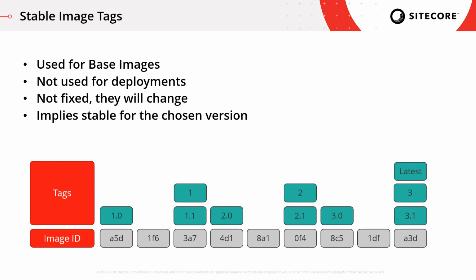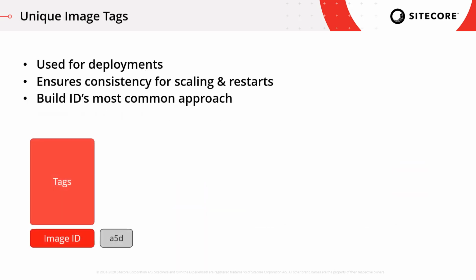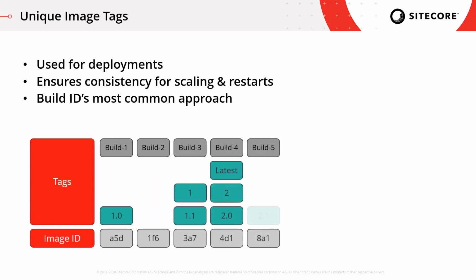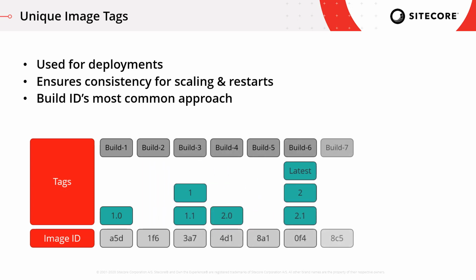So how do you get around this? Well, that's where unique tags come into play. Unique tags are what you should use for deployments because of exactly that issue. They allow you to gain confidence in what you're actually deploying out to your running instances.